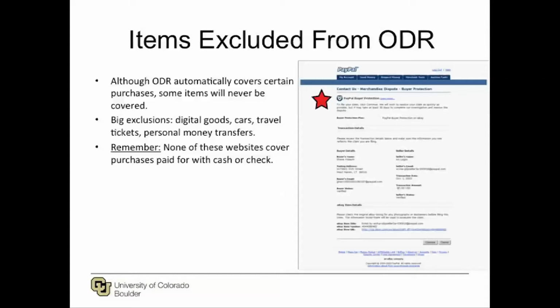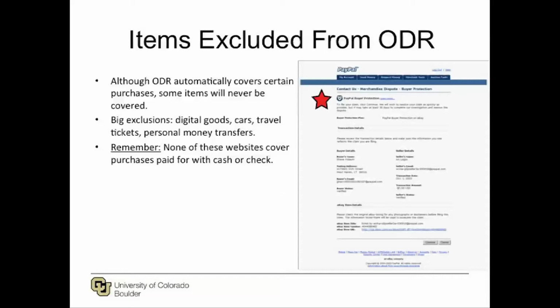If your friend, for some reason, got too much, you give them the money and then they owe it to you back, you can't go into the online dispute resolution process with just your friend. That's going to be excluded. And where I've got the big star, you can see that's the little PayPal symbol that's going to show up on the purchase that you're making to let you know that this is an item that you can use the online dispute resolution process for.